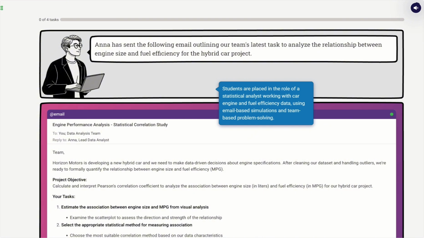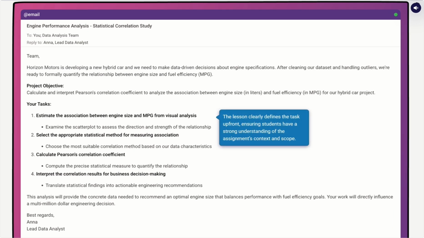Students are placed in the role of a statistical analyst, working with car engine and fuel efficiency data, using email-based simulations and team-based problem-solving skills. The lesson clearly defines the task up front, ensuring students have a strong understanding of the assignment's context and scope.